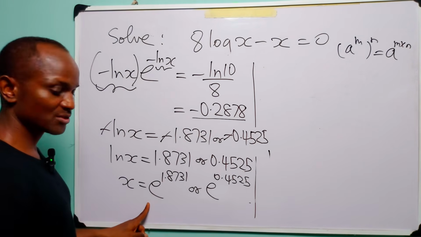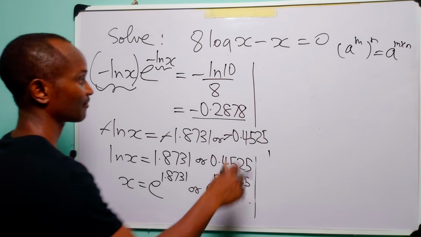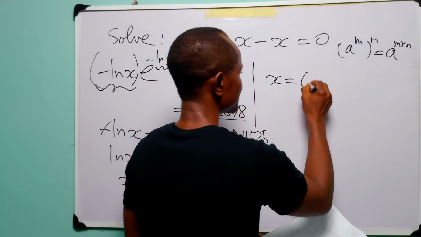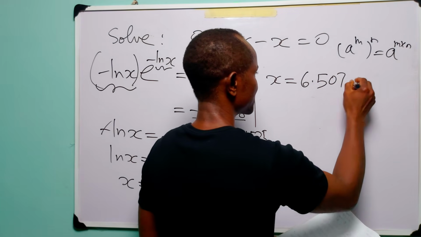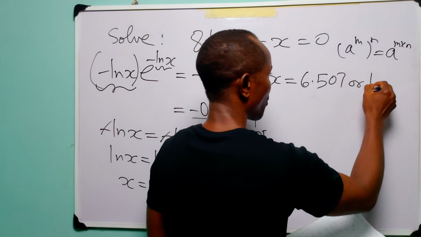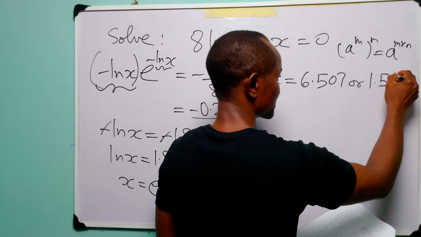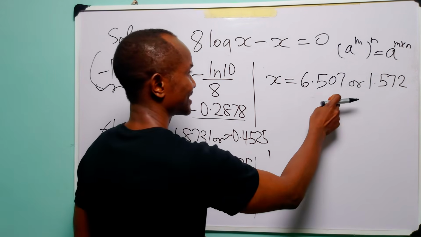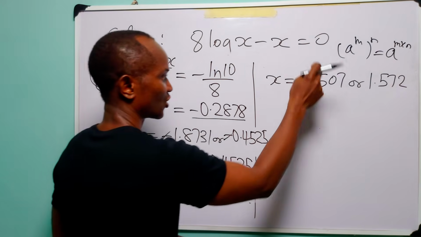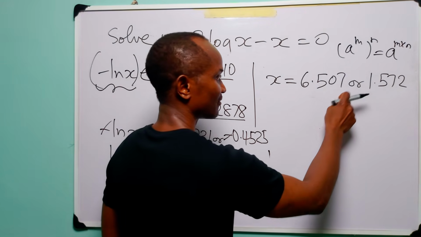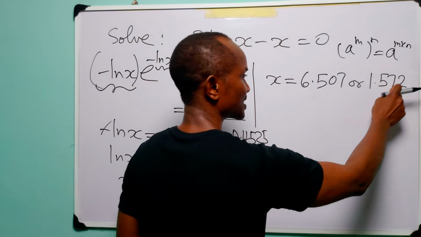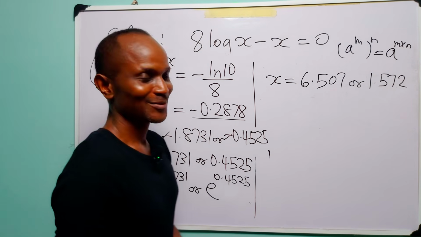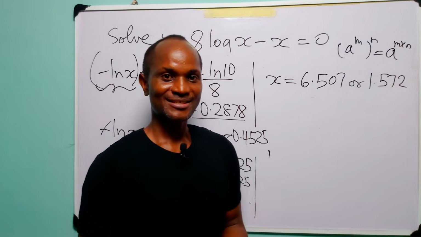And when we evaluate this with a calculator, we have that x is equal to 6.507 or 1.572. So the two values of x that satisfy this equation are 6.507 or 1.572. And with that, we come to the end of today's exercise.